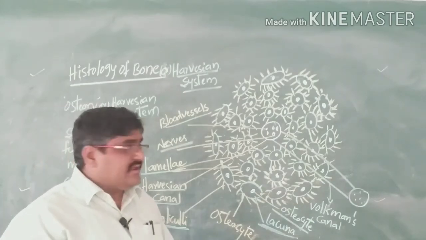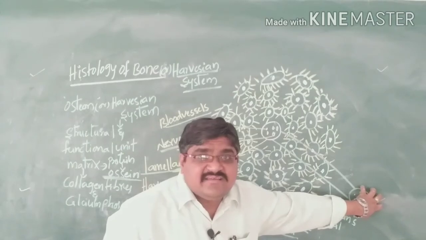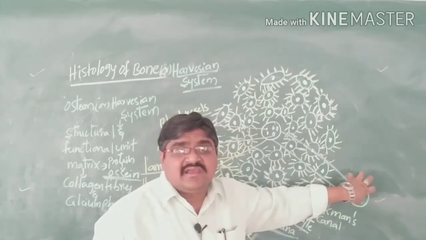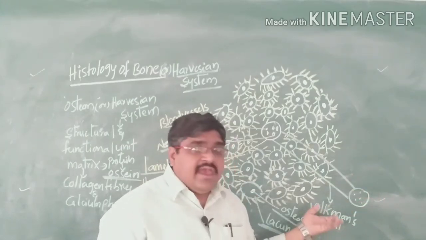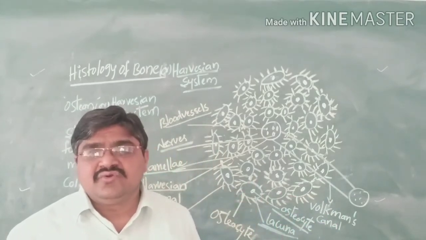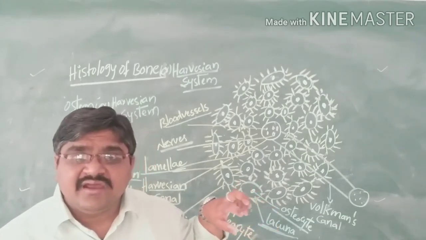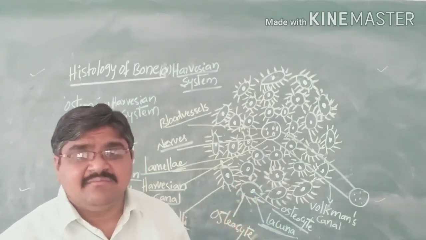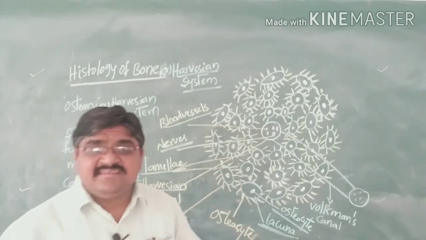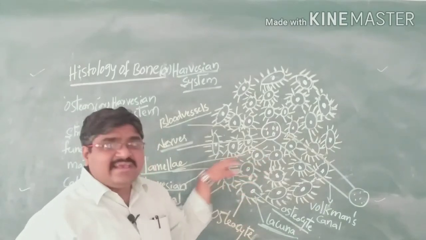So one Haversian system is connected to another Haversian system through canals, and those canals are called Volkmann's canals. Through these Volkmann's canals, one Haversian system is connected to another. But within one Haversian system, the adjacent lamellae are connected with hair-like structures.